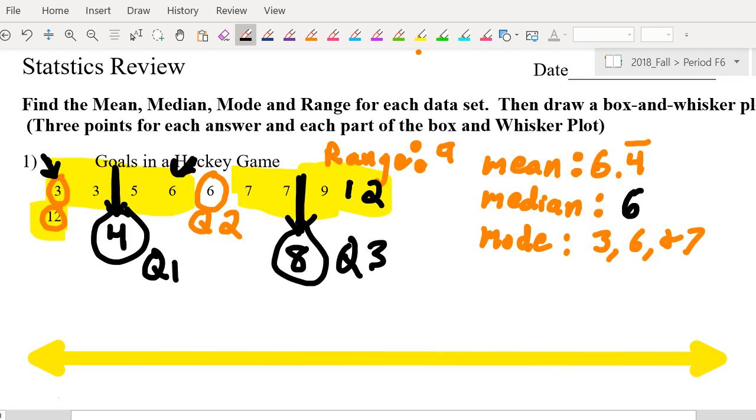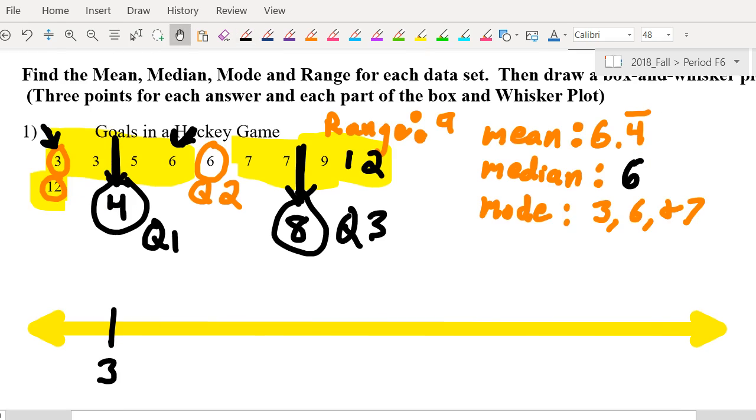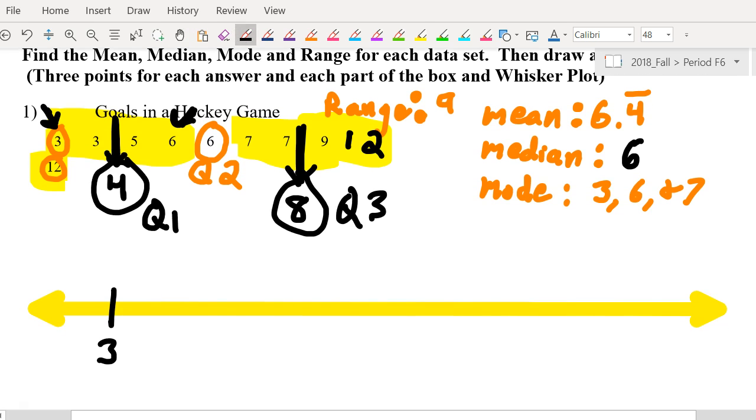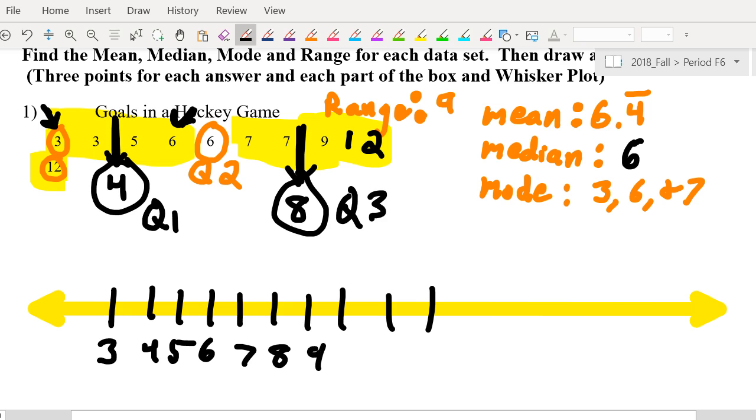Fantastic. All right, let's make our box and whisker plot. So we need to use our number line from 3 up to 12. I can just go by ones. 3, 4, 5, 6, 7, 8, 9, 10, 11, 12. Okay. So we put a dot at our 3, a line at our 4, a line at our 6, and then a line at 8.